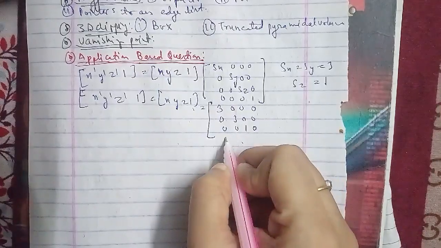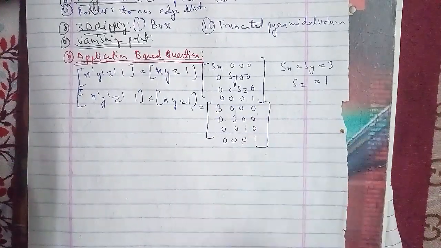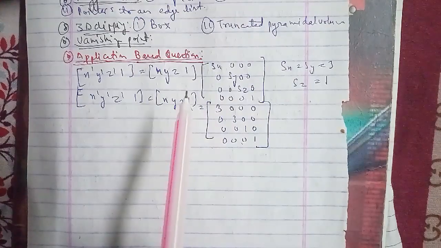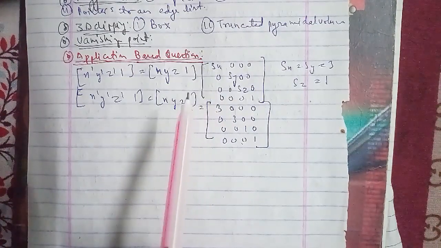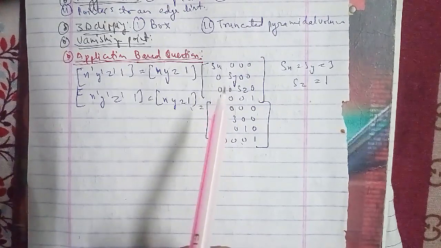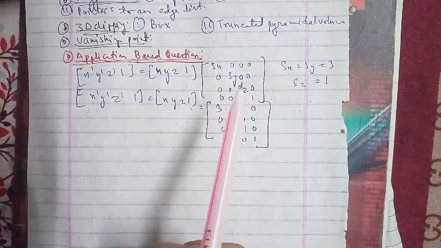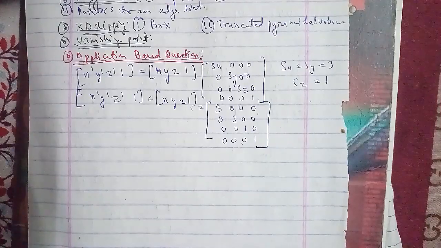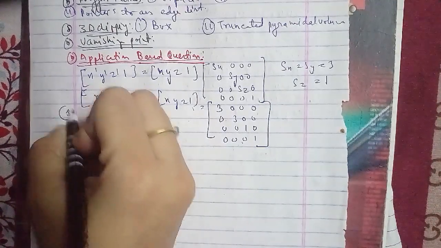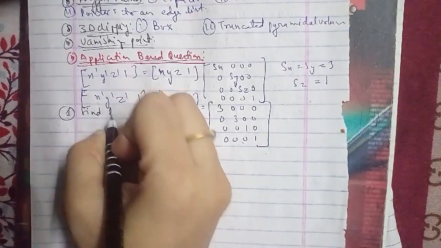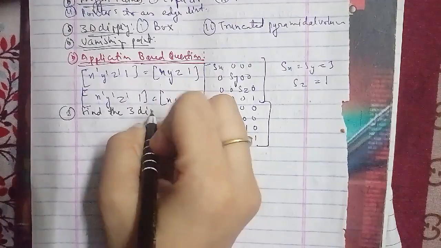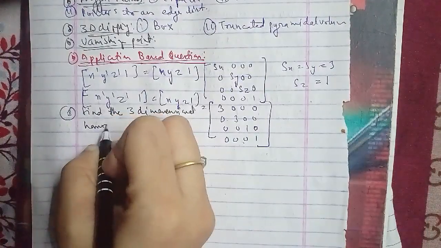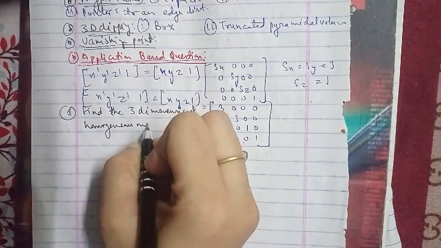The other question is: find the three-dimensional homogeneous matrix for rotating about the x-axis by pi by 3. I will write the question down for you, and then we'll go ahead. Find the three-dimensional homogeneous matrix for rotating about the x-axis by pi by 3. So that is what we have to solve. Let's go ahead with the solution here.